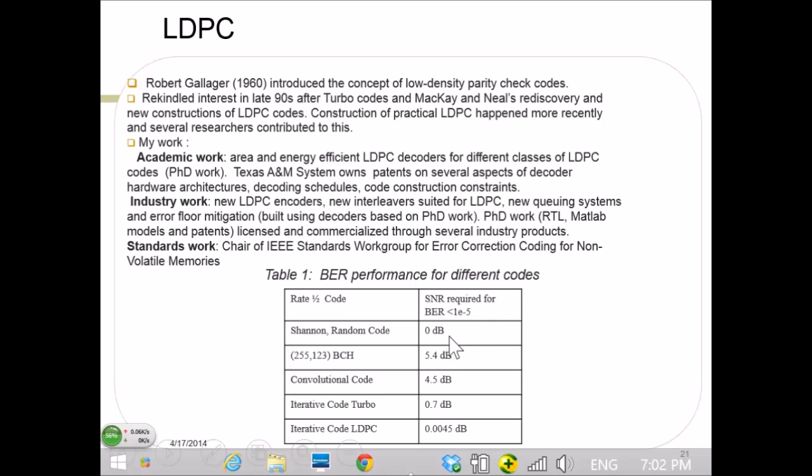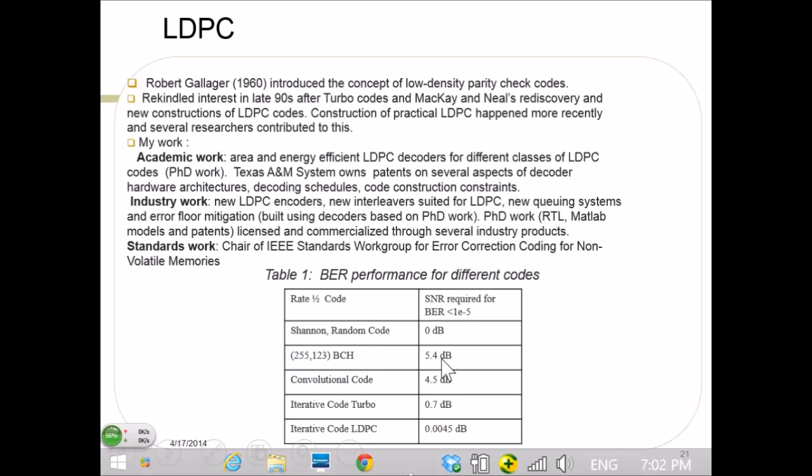So I'm stepping a little bit out of order here to this slide. You can have, for instance, a random code. A random code is nothing but you generate a random code and you use a lookup table to decode it. But the complexity is more. You cannot decode more than, for instance, 16 bits or 24 bits, because the lookup table size is essentially exponential. So for the Shannon random code, you can have 0 dB to achieve 1e minus 5 for the rate of code. The rate of code means you are putting in 50% redundancy.